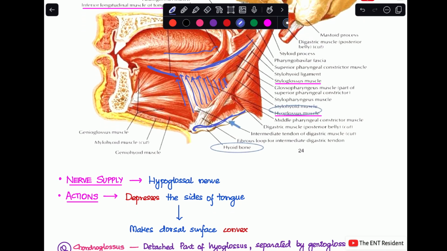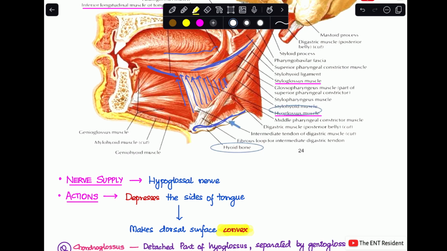And the nerve supply of the hyoglossus muscle is the hypoglossal nerve. And the action of this muscle is that it depresses the sides of the tongue and it makes the dorsal surface convex. The genioglossus was making the dorsal surface concave, and this muscle makes it convex.